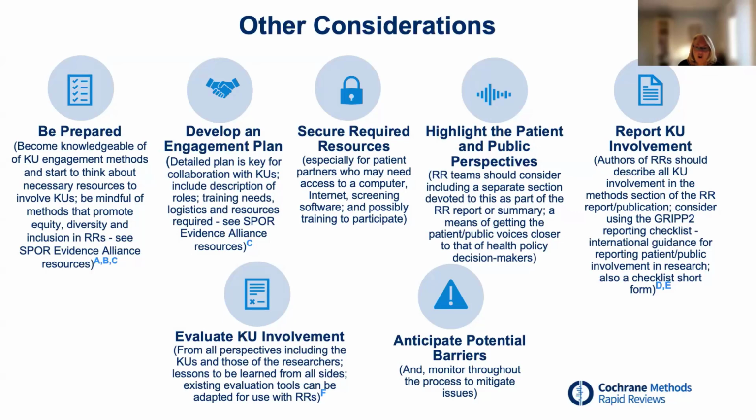Authors should describe all the involvement in the methods section. There are some tools. The GRIPP2 is a reporting checklist that folks can follow when reporting involvement in research in general. And there's also a checklist short form that they can use.